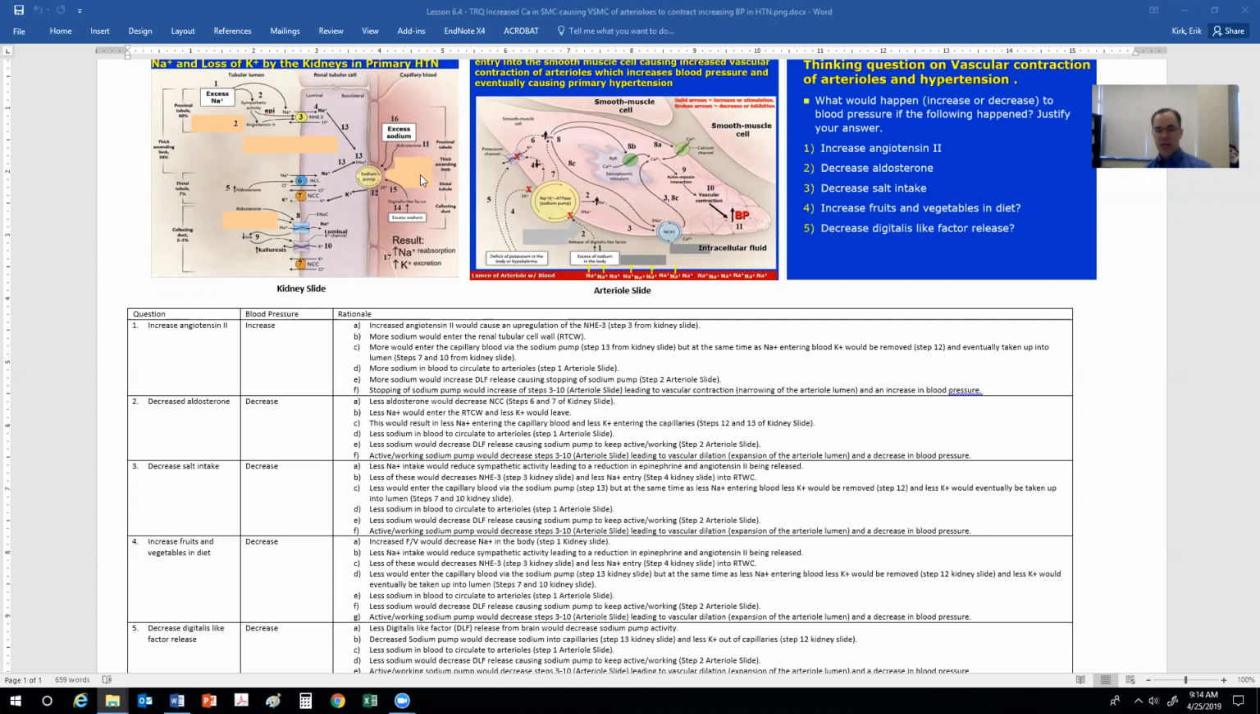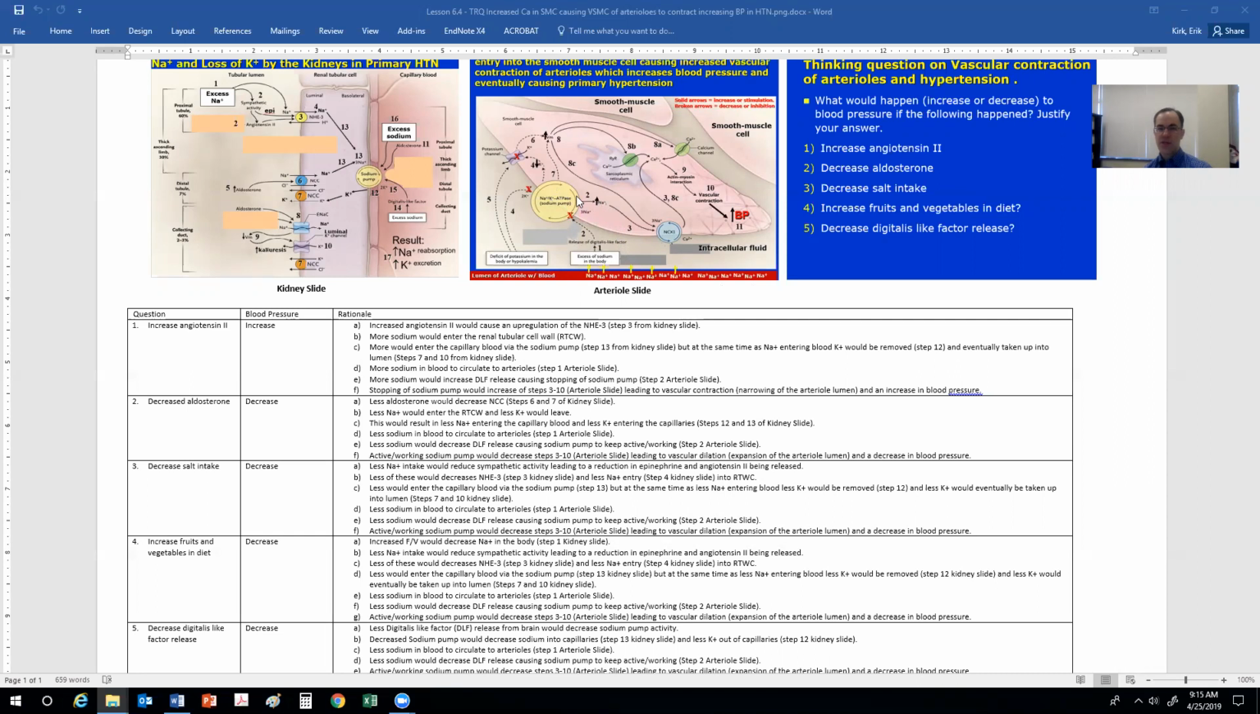Well, then what's going to happen is that increased sodium that's been reabsorbed in the kidney is going to make its way to the arterioles. An increased amount of sodium in the arterioles is going to cause an increased amount of digitalis-like factor, which is going to stop the sodium pump from working, trapping sodium inside the cell.